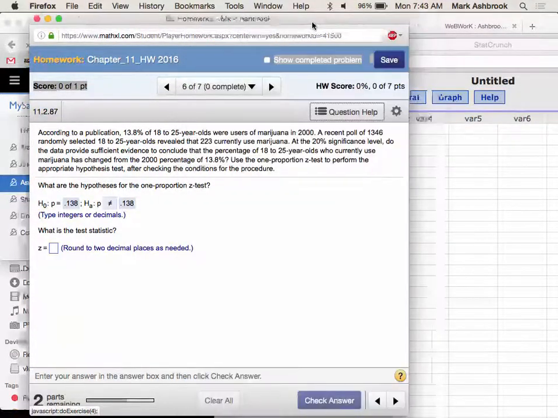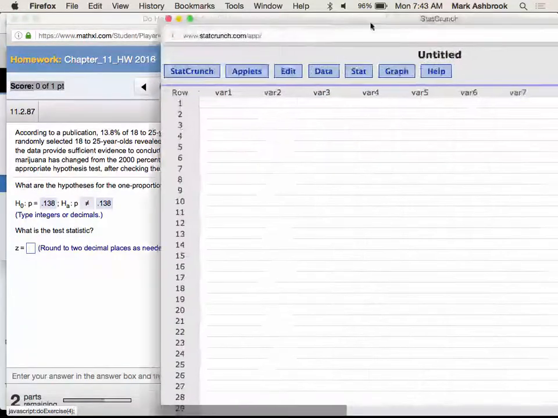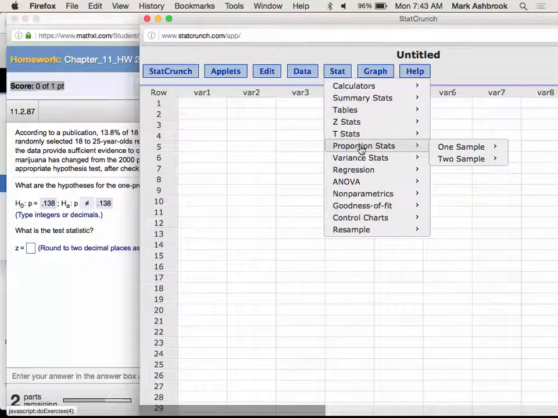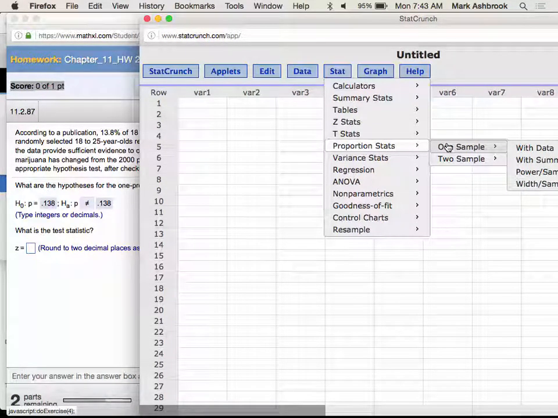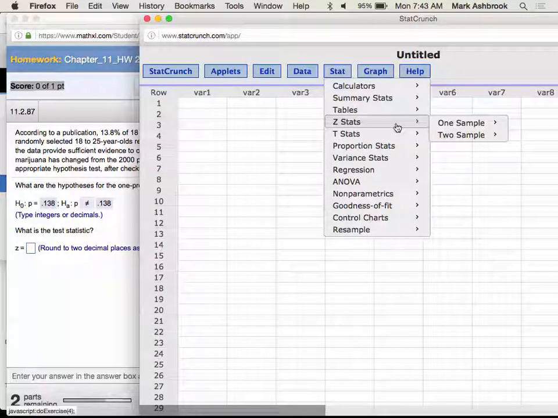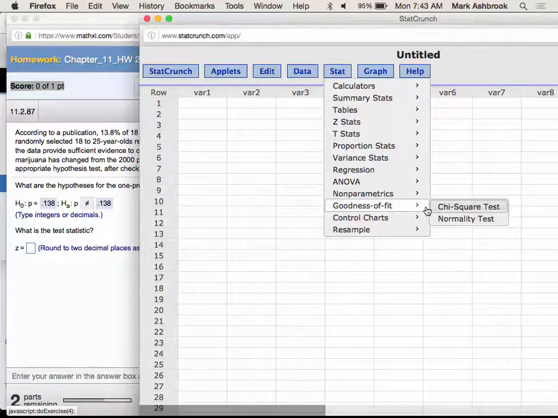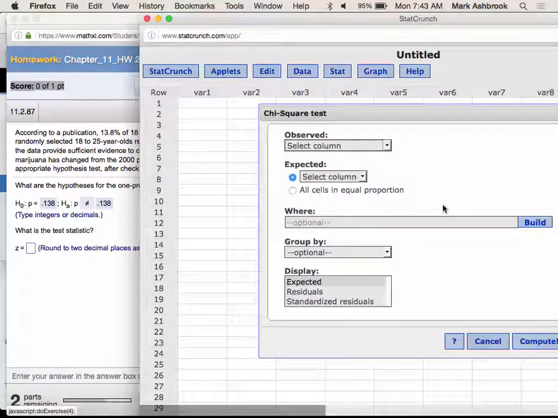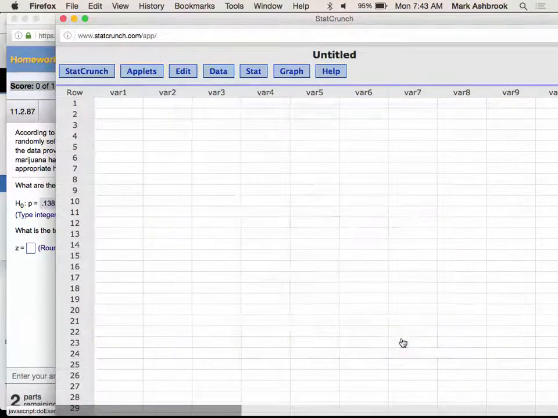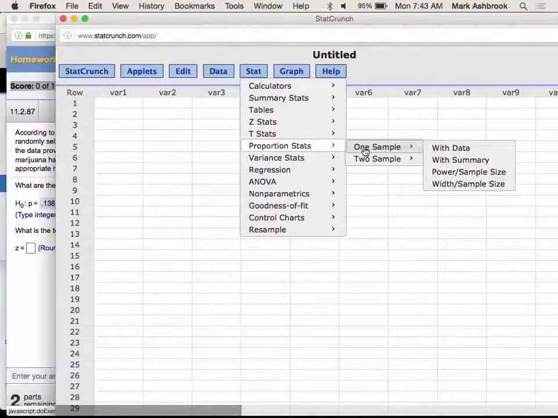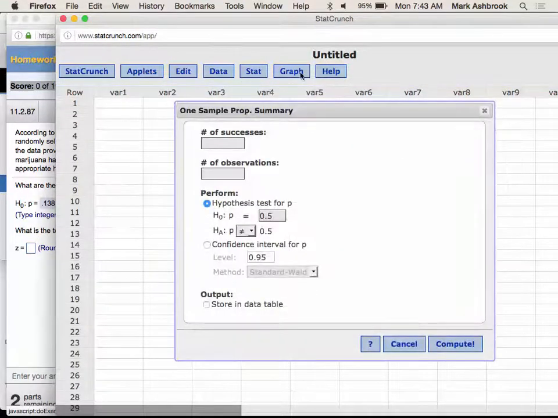Okay, so what are we doing? We are doing a proportion stats, right? One sample? Or z-test, was it? Where was this? Goodness of fit, right. Forgot. Chi-square, goodness of fit. No, that was the next chapter. This is proportion. This is with the summary, right? We just have the summary.